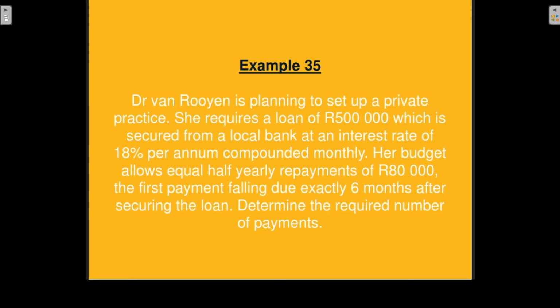Dr. van Rooyen is planning to set up a private practice. She requires a loan of 500,000 rands, which is secured from a local bank at an interest rate of 18% per annum compounded monthly. A budget allows equal half-yearly payments of 80,000 rands each, with the first payment falling due exactly 6 months after securing the loan. Determine the required number of payments.